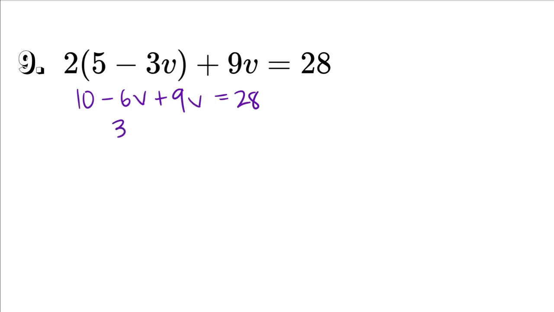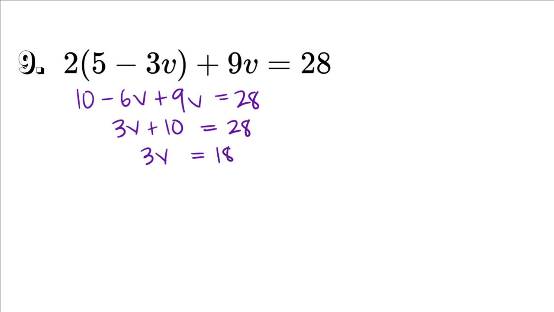So that gives me 3v. I like to write my variable first, but it doesn't matter. You could have put 10 plus 3v or 3v plus 10 on the left equals 28. I see that the next step to isolate my term that contains the variable is to subtract 10. So minus 10 on the left leaves me with a 3v, and minus 10 on the right gives me 18.